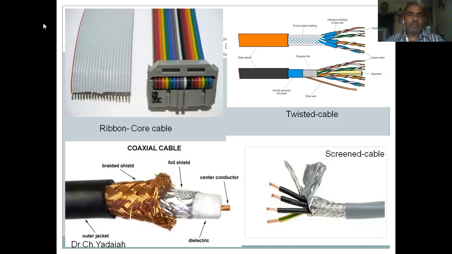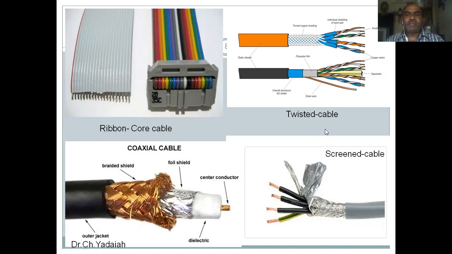In ribbon core cables, what will happen? All the single core cables are connected in such a way that one is here, another is here. So it has to transfer a larger number of signals. In computers, you know we have positive 5 volts, negative 5 volts, plus 3.3 volts, 8 volts, 6 volts, depending on the voltage. It can be carried based on the requirement of the appliances.